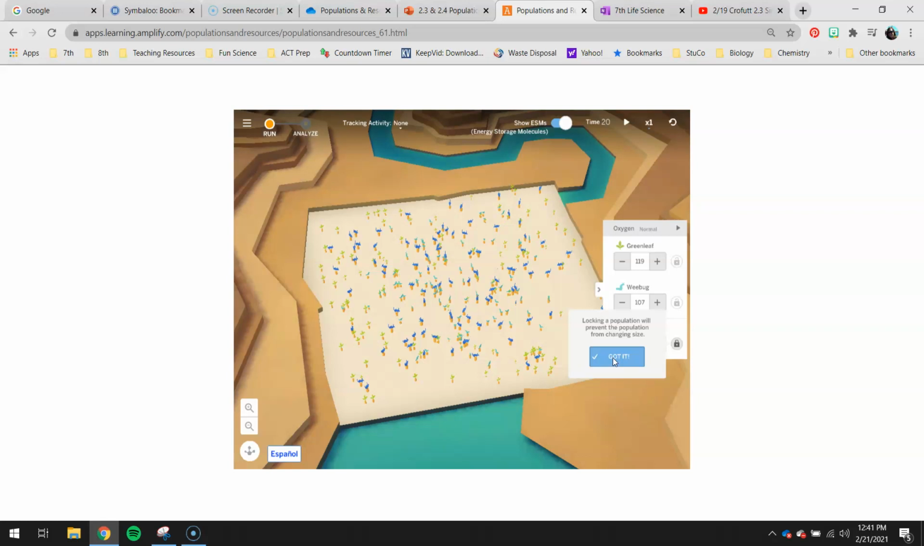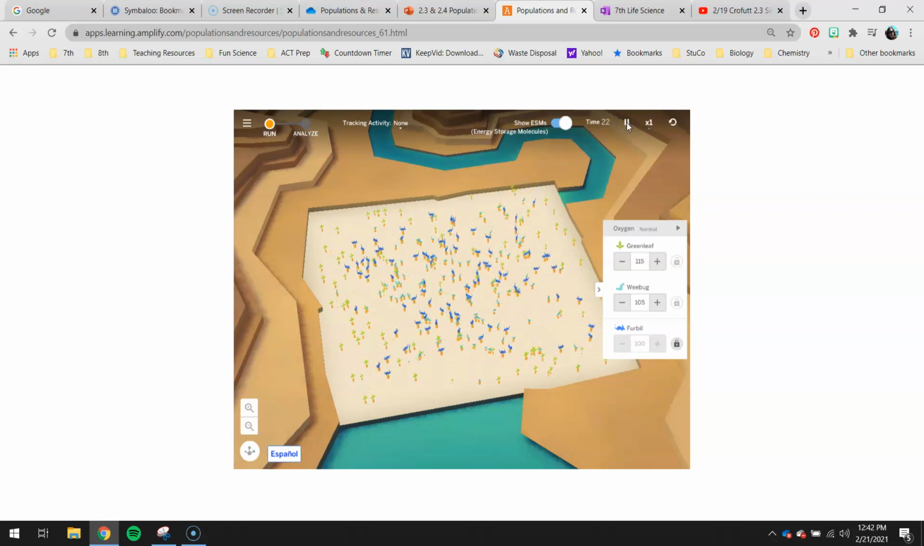So it says locking a population will prevent the population from changing. So even if they run out of food, you're going to see that their population still stays the same. So they're not really dying off yet. So got it. All right, and then I'm going to press play again and run this for another 20 time units. So we're going to see data of what happened before we changed this to 100, and then for 20 seconds after we changed our fur bill population to 100.